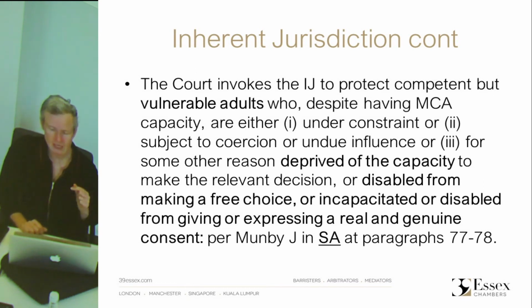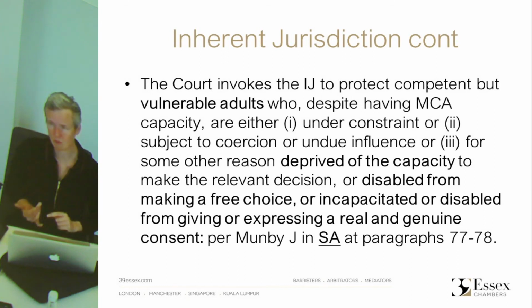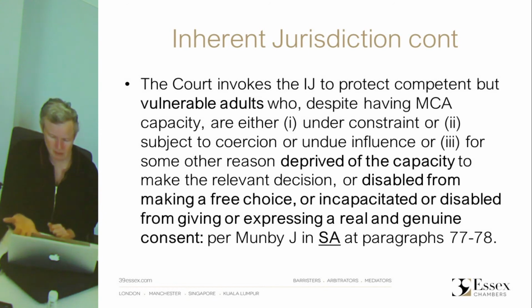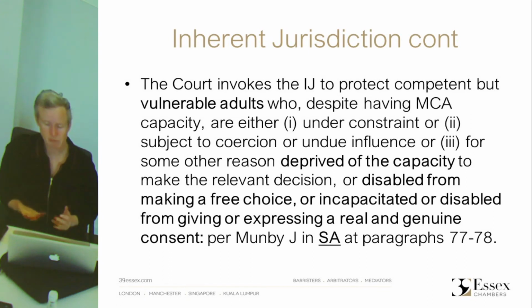What we're talking about here is the use of the inherent jurisdiction to protect competent but vulnerable adults. So immediately you're getting into difficulties because these are competent adults. They have capacity within the meaning of the Mental Capacity Act. They have autonomy. They are vulnerable, so one has to establish vulnerability. And then certainly the case law at the moment says, if you're competent but vulnerable, but you are unable to exercise your capacity because of constraint, coercion or undue influence, i.e. action of another, or for some other reason, and that's where we come to Myers, the person is deprived of being able to make the relevant decision. They are disabled from making a free choice or giving or expressing a real and genuine consent.